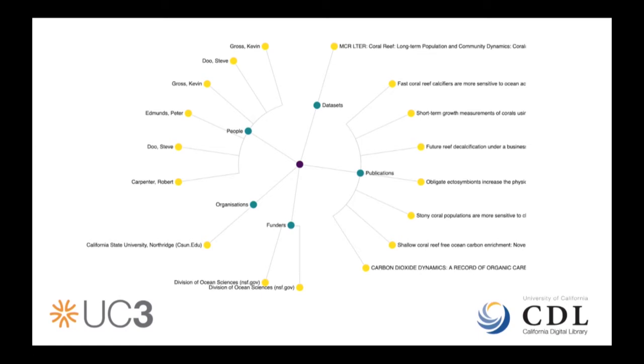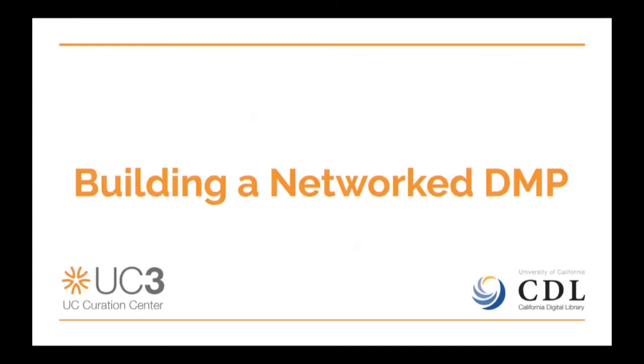So these are the eventual outputs that came out of this specific project. You can see all of the data sets and publications associated with this data management plan. And all of these are linked using existing identifiers and related identifiers for the project. You can go to the next slide.